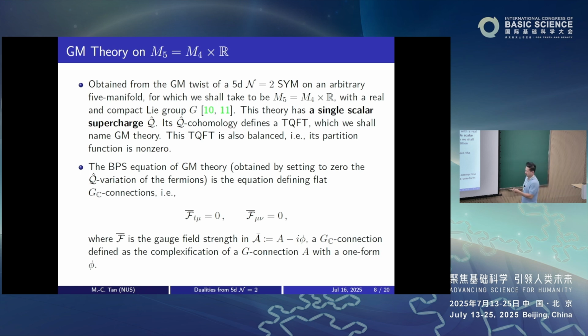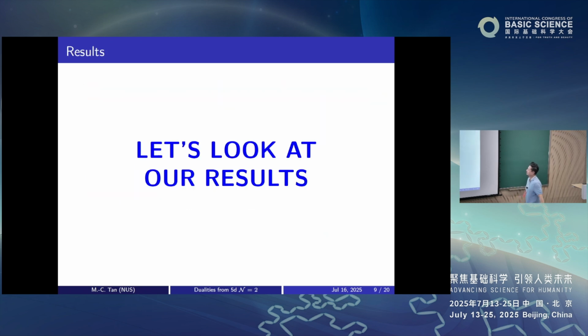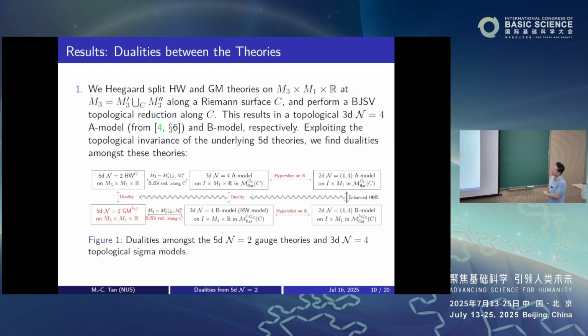So this is the GM theory here. Let's look at our results. So we had this, right? We have not established this duality yet. So what we're going to do is Higa split the M3 here at C. M1 can be anything for now. It could be S1, it could be R. We Higa split this.